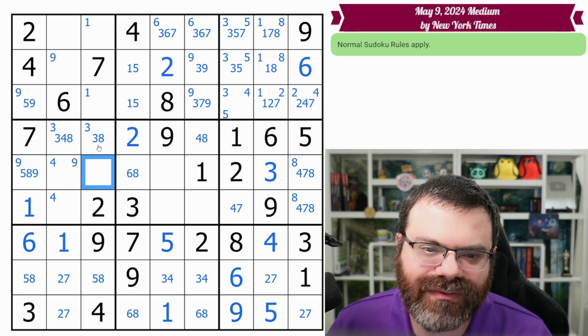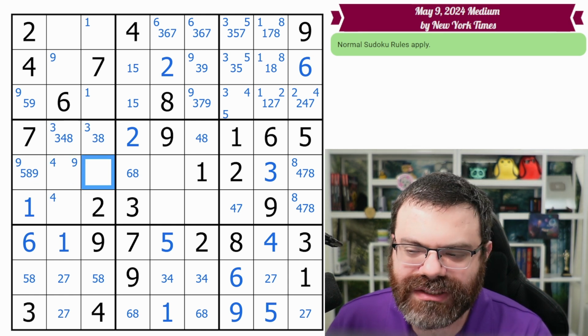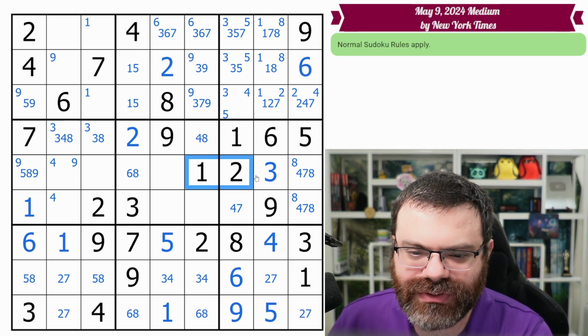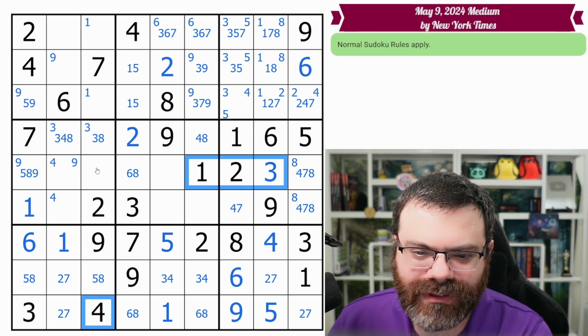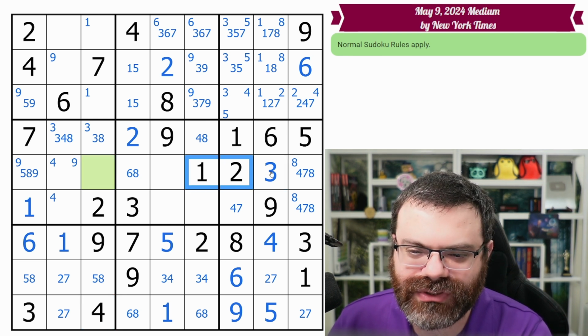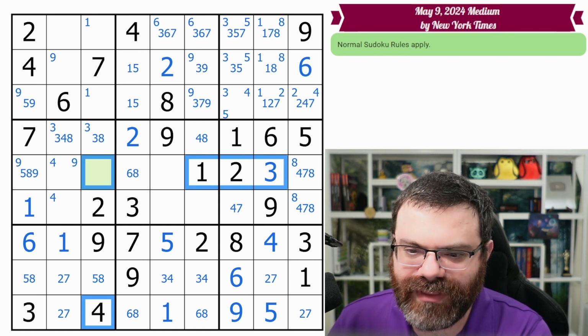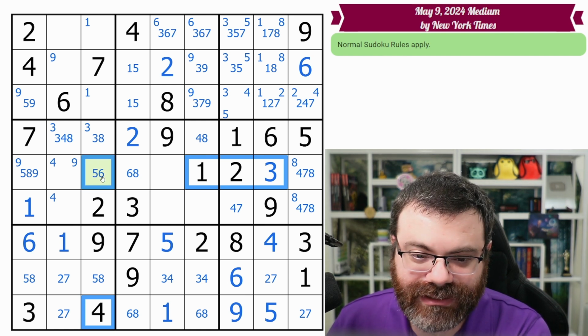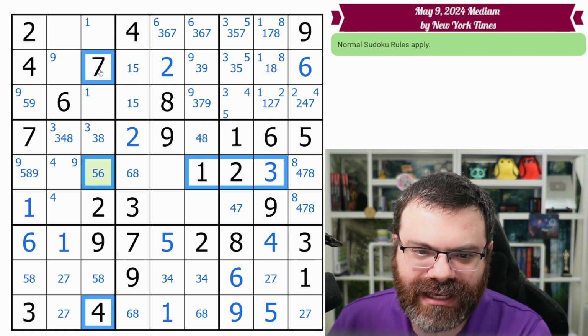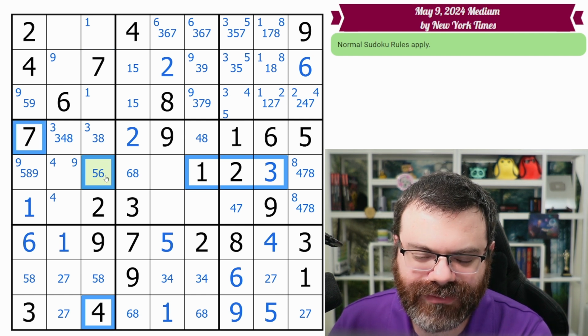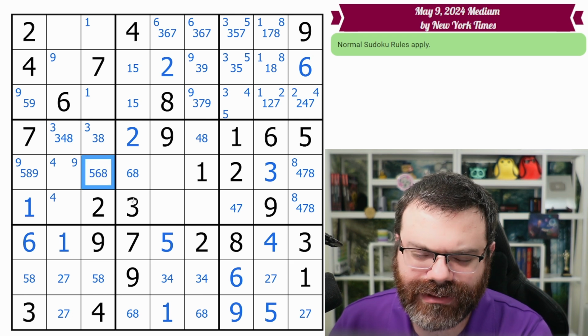So let's look at this cell, which is avoiding the 3, 4, and 9. So what can this cell be? Let's highlight the cell we're looking at. It can't be 1, 2, 3, 4. It could be 5, so let's fill that. It could be 6. Can't be 7, or 7 in the box if you prefer. I think it could be 8, and it can't be 9. So we're down to 5, 6, 8. Okay.